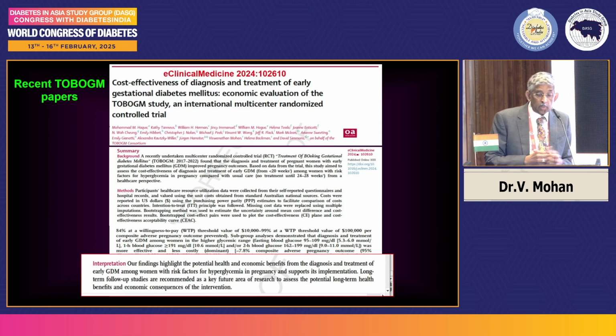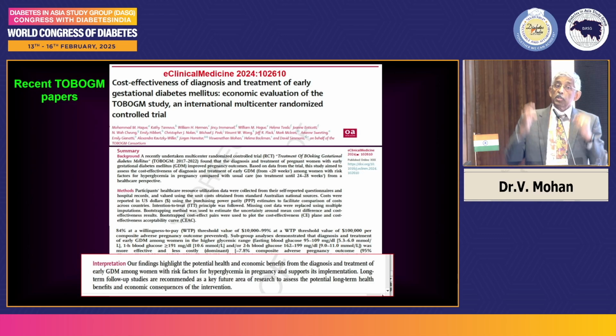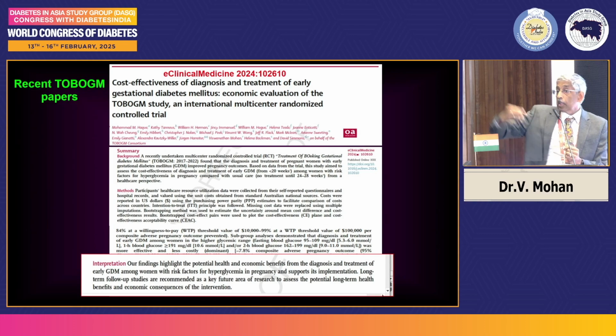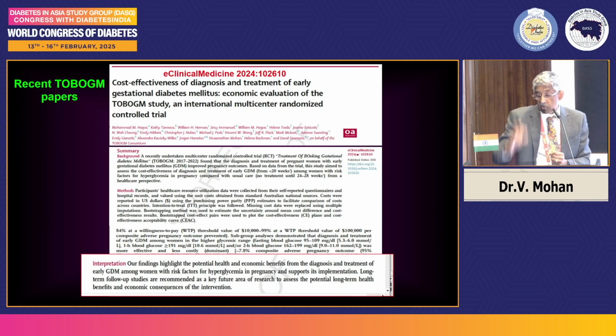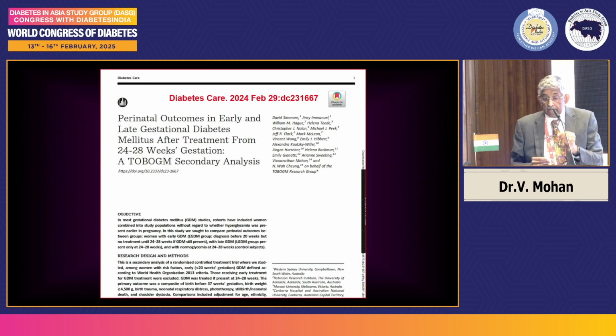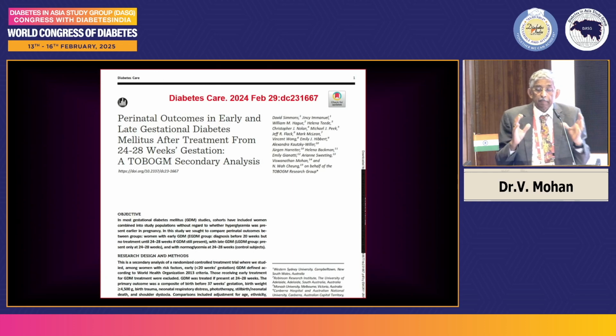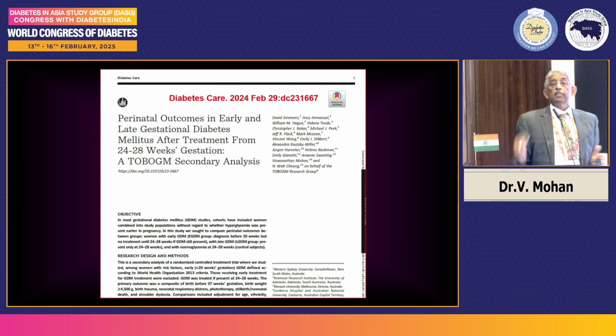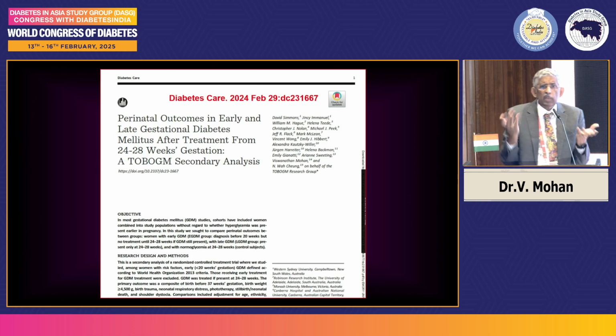This is a separate one where we looked at cost effectiveness. We found it's cost effective. So we should go ahead and treat with all the costs involved. The NICU admissions you save and everything else you save makes it cost effective. The next thing we asked was, okay, now we've got early GDM and late GDM. What happens if you just look at the outcomes of the late GDM women who did not have early GDM? Earlier we were not looking for early GDM, only late GDM. So everybody was mixed in that group.